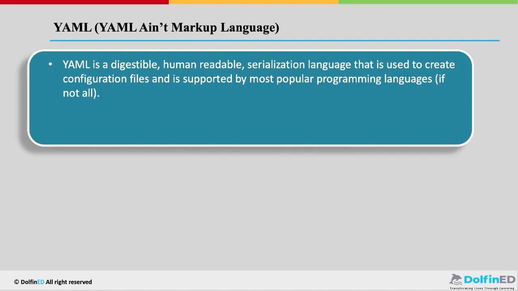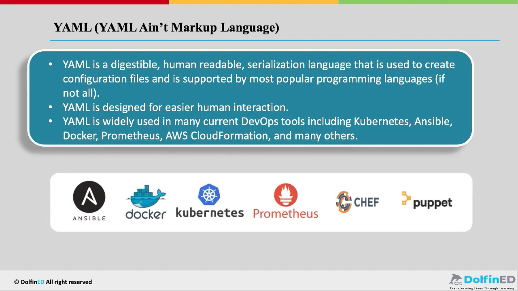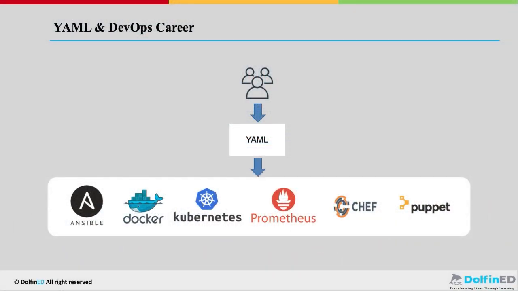YAML is a digestible, human-readable serialization language that is used to create configuration files, and it is supported today by the most popular programming languages and most tech and DevOps tools. It is designed to be human-friendly, very easy for a human to understand, read and write. It is widely used in public clouds, in DevOps, and also in configuration tools, including but not limited to Ansible, Docker, Kubernetes, Prometheus, Chef, and Puppet, and a lot more. So why did we come up with this course?